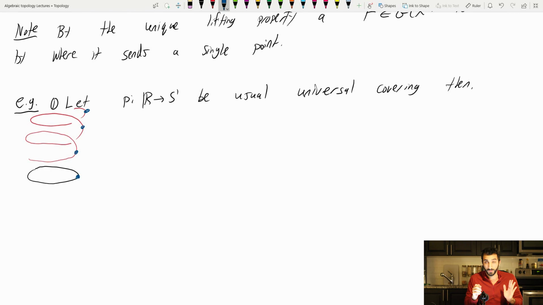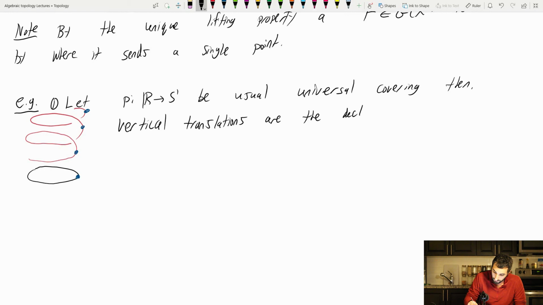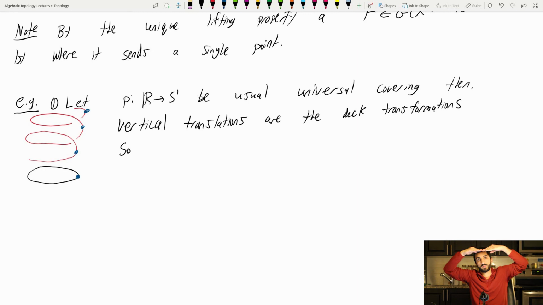So then vertical translations are the deck transformations. I'm not going to justify many of these, but I think this is fairly intuitive. So there's the shift vertically, and I can also shift vertically down. And there is this smallest shift vertically, which, in R, looks like a shift by an integer. So here, G of X twiddle is isomorphic to Z, where the generator is shift up once, and the inverse of the generator is shift down once.